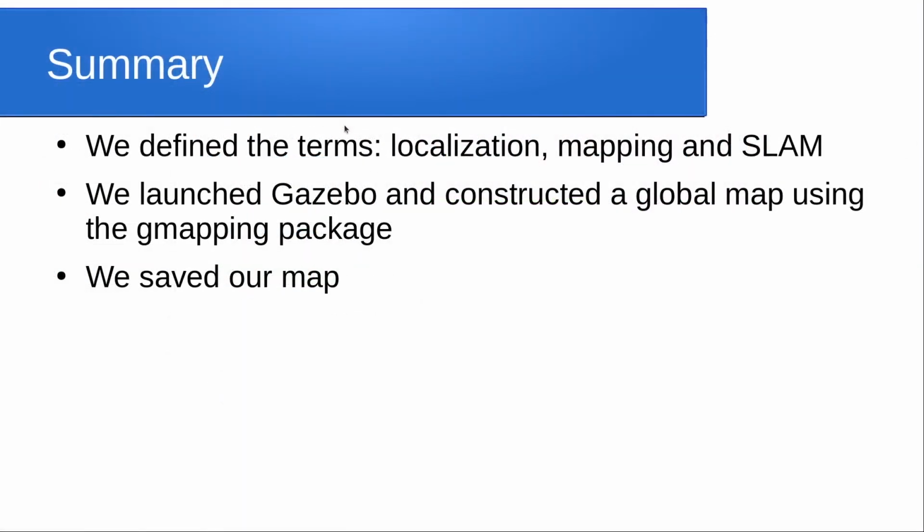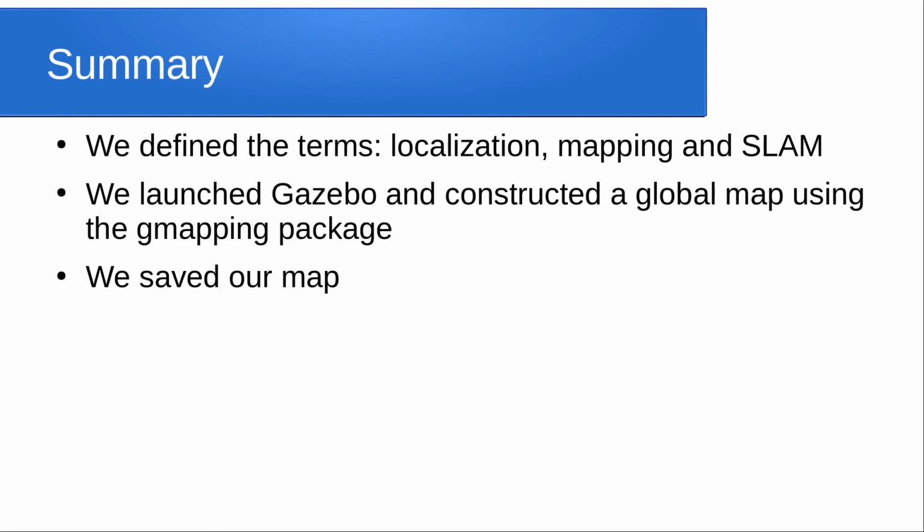To sum up what we did so far, we defined the terms localization, mapping, and SLAM, and determined the exact intuition behind each of these terms and how localization, mapping, and SLAM work. And we launched Gazebo, and we constructed a global map using the gmapping package, which is a SLAM package. So we conducted both localization and mapping at the same time. And we constructed a global map which kept updating itself through continuous navigation through the environment.